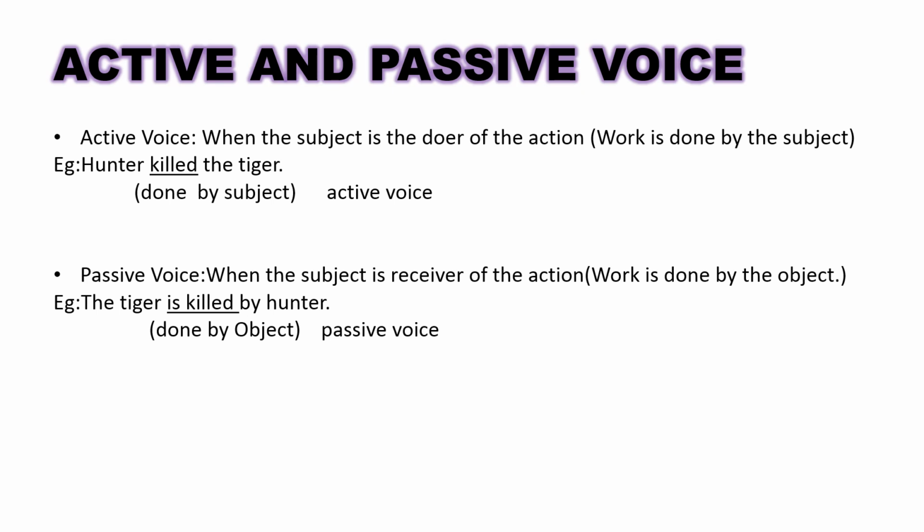Here, Hunter has himself killed the tiger. Hunter does the action of killing, so he is active. He is himself active, so the sentence is in active voice. When the action is done by someone else and the subject is passive, or just the receiver of the action, then the voice is said to be passive voice.